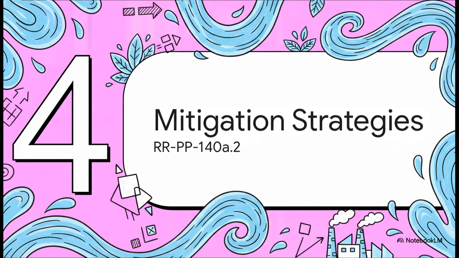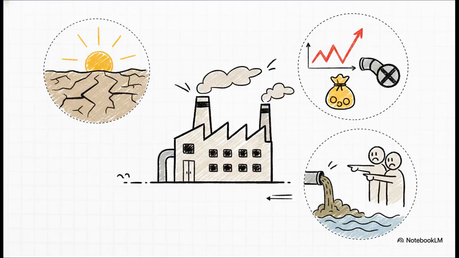Which brings us to our final section, Section 4, Documenting Mitigation Strategies under RRPP 140A 2.2. Okay, so we've done the math, now we need the narrative. Entities must formally describe the intense, multifaceted risks associated with their water withdrawals and wastewater discharges. And to be clear, this can't just be a vague summary.